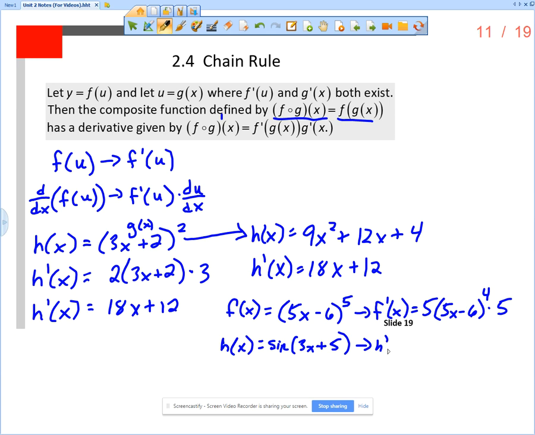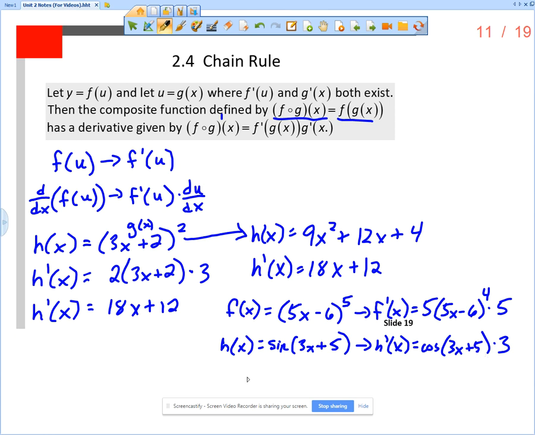So what is the derivative? All right, so sine is the function on the outside. 3x plus 5 is the function on the inside. So we take the derivative of the outer function. What's the derivative of sine? It is cosine of, and we leave the inside the same, 3x plus 5. Then we multiply by the derivative of the inside. So what's the derivative of 3x plus 5? It is 3. So the derivative of sine of 3x plus 5 is cosine of 3x plus 5 times 3.